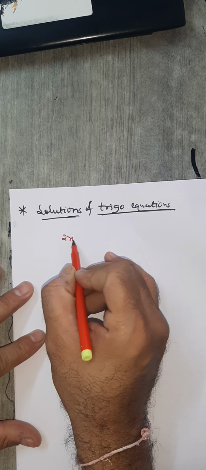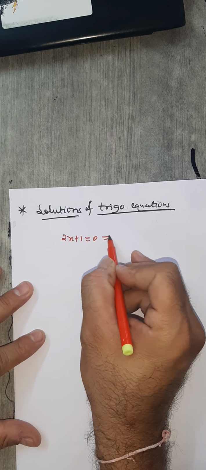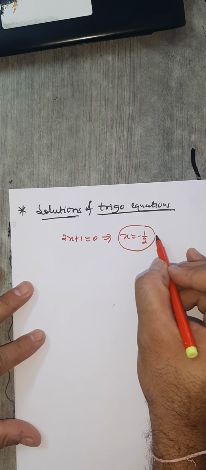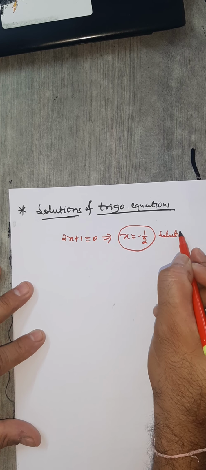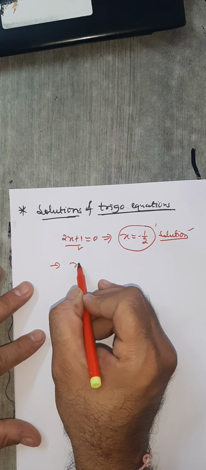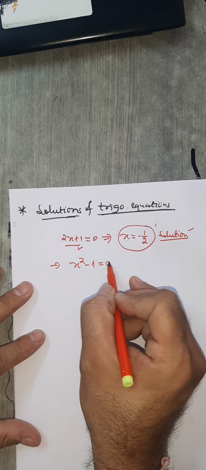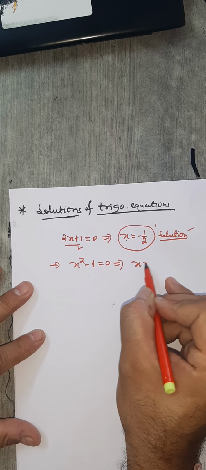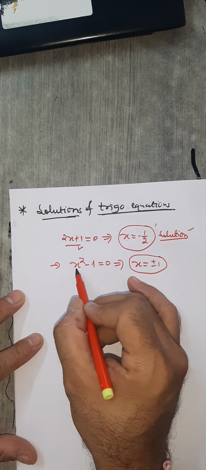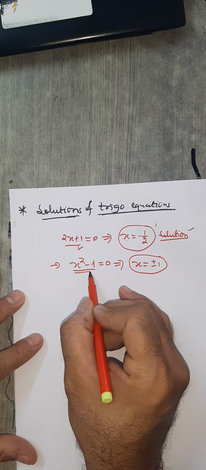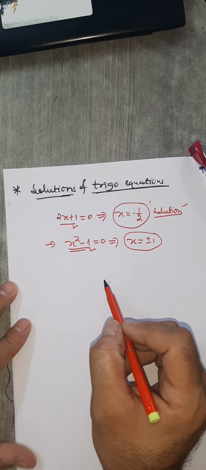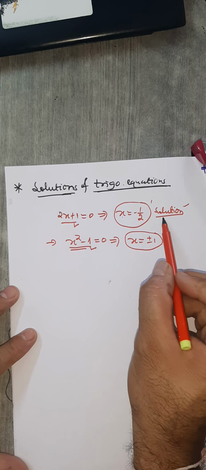If you are given this equation 2x plus 1 equals to 0, then what is its solution? x equals to minus 1 by 2. This is called solution, that is the values of x that satisfy this equation. If you are given this quadratic equation, you know what are the possible solutions. x equals to plus or minus 1, which you did even in 10th standard. If I put 1 here, this becomes 0. If I put minus 1 here, this becomes 0. So this is for such linear or quadratic equations you have studied with solution.